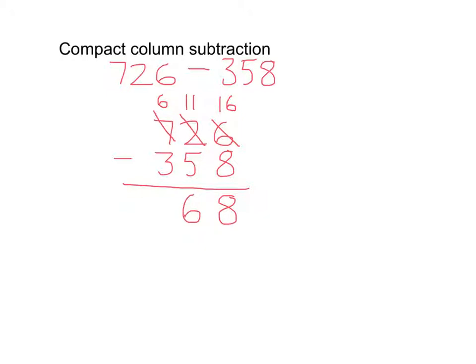And moving on to the hundreds column, 600 subtract 300 is 300. And your answer is 368.